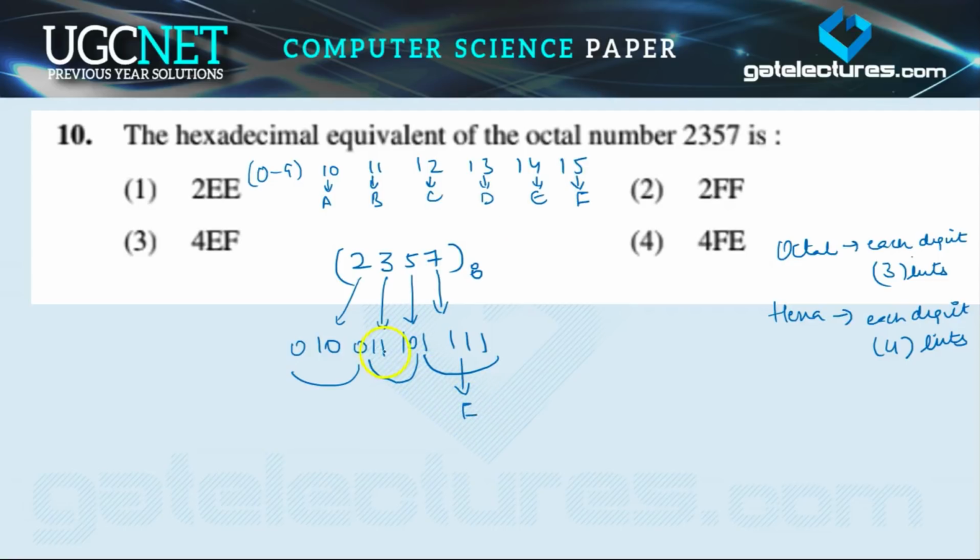Now this is 8 plus 4 is 12, 12 plus 2 is 14, so 14 is represented by E. So this is E, and this one is 4. So 4EF is the hexadecimal representation of this number. So third is the answer.